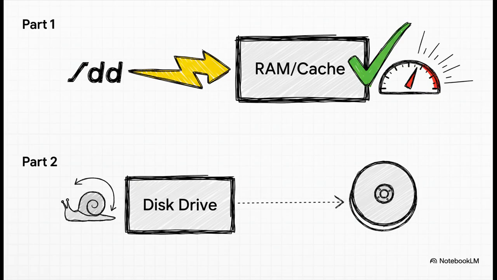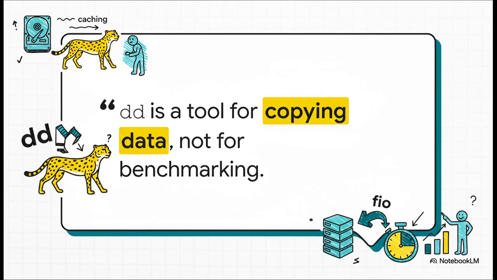It's a complete illusion. So the key takeaway here is pretty simple, and this quote on the screen just nails it. DD is a great tool for copying data. It's perfect for that, but it is absolutely not a benchmarking tool. If you want a serious, accurate performance test, you just have to use FIO, period.